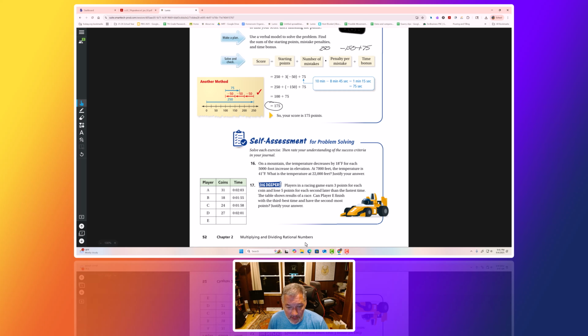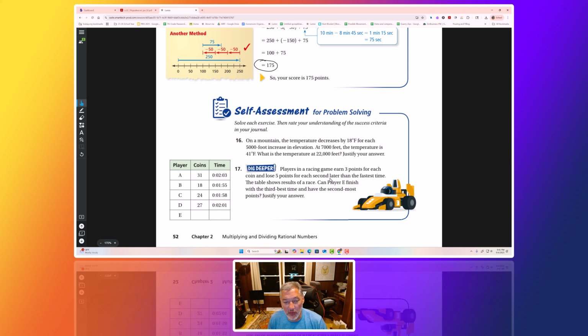And then if I look at this one here, let's just take a look at one more. It says on a mountain, the temperature decreases by 18 degrees for each 5,000 foot increase in elevation. At 7,000 feet, the temperature is 41 degrees. What is the temperature at 22,000 feet? Okay, so we have to go from 7,000 to 22,000. Let's figure out what that's equal to. If I do that, I get 22 minus 7, and I get 15, right? So it's 15,000 feet.